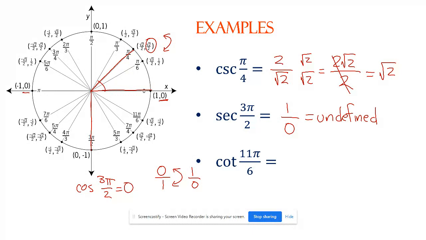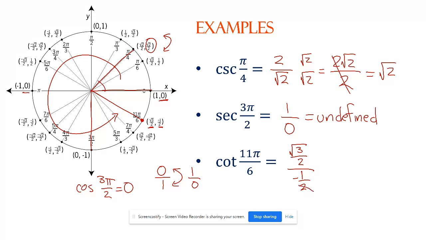Let's do one last one. Cotangent of 11 pi over 6. So we're going to find 11 pi over 6. You'd go all the way around, almost till you're back to the start, and you land right here. And so tangent is sine over cosine. So for cotangent, you're just going to flip that. You're going to put the cosine on top and the sine on bottom. So you put the x, the square root of 3 over 2 on top. You put the negative 1/2 on bottom.